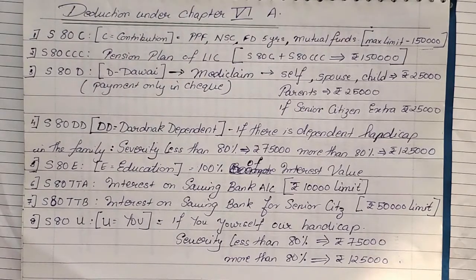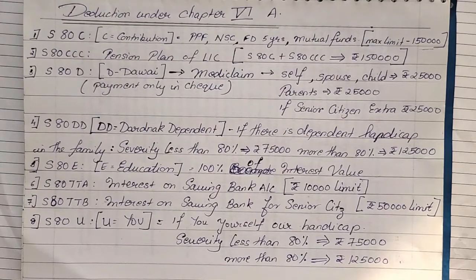So these are the various deductions that you have to keep in mind. 80C is for contribution, D is for Dawai, mediclaim, double D is dardnak dependent, E is education, TTA and TTB are for savings account interest, one is for normal and one is for senior citizens, and U is for you yourself. If you are handicapped, then you can get that particular deduction.